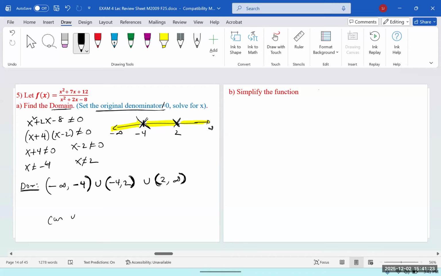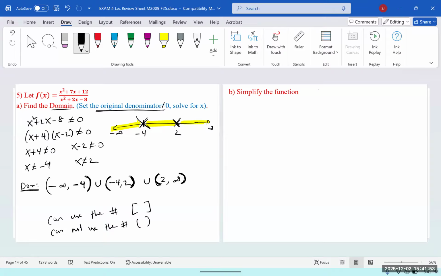We can use the number means bracket, cannot use the number means parentheses. When x is -4, the denominator is 0. Can you have 0 on the denominator? We cannot. So can you use -4? We cannot. So it has to be parentheses.